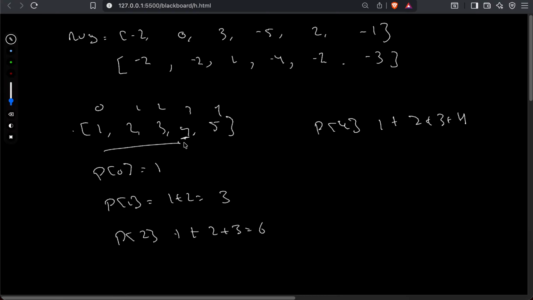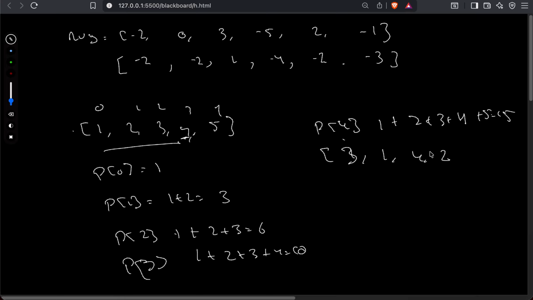No, I have not done prefix of 4 yet. So prefix of 3 is 1 plus 2 plus 3 plus 4, 10. And prefix of 4 is 1 plus 2 plus 3 plus 4 plus 5, 15, so all 5 numbers. So the answer of this is 1 3 6 10 and 15.